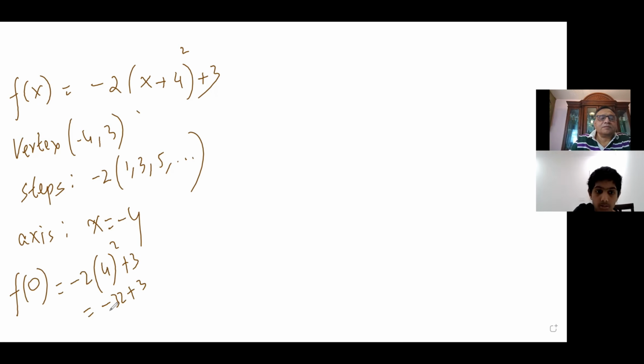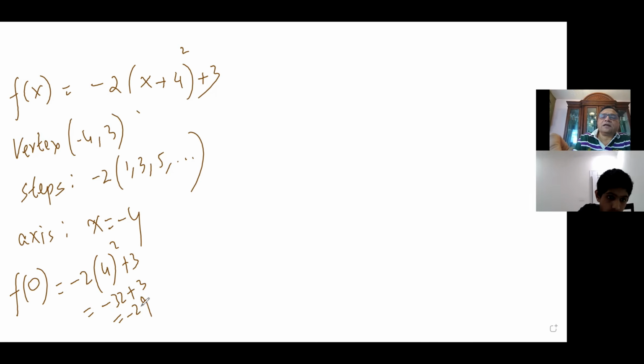If you put x equals 0 here, it will be minus 2 times (0 plus 4) whole square plus 3. So which is minus 2 times 4 square plus 3. 4 square is 16, times 2 is minus 32. So we get what? Minus 29. Is it okay? Perfect.